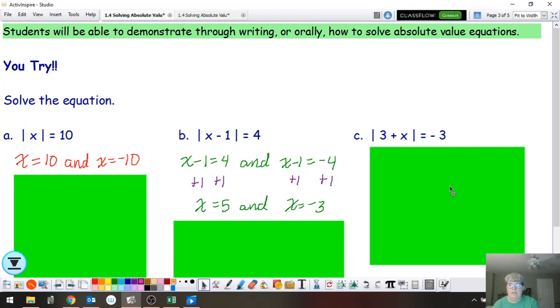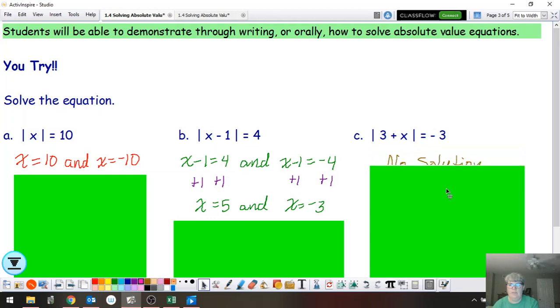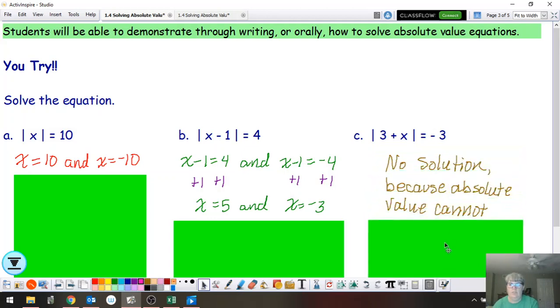And for the final equation, we have absolute value of 3 plus x equals negative 3. Again, absolute value equals negative 3, but by definition, absolute value cannot be negative, so there is no solution because absolute value cannot equal a negative value.